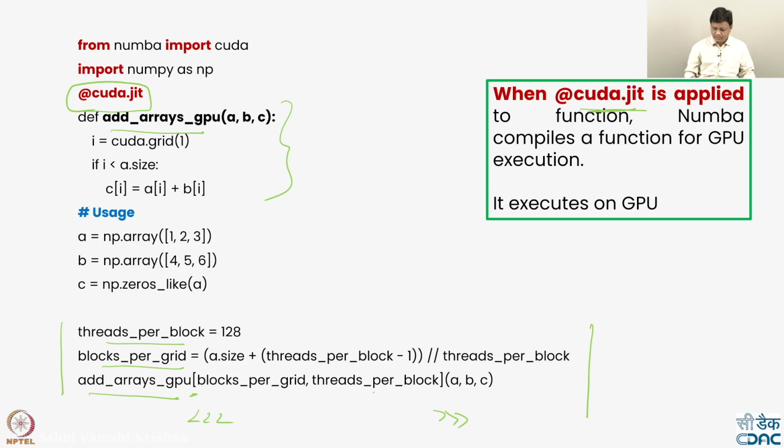Numba uses square brackets, and within these brackets it also passes these parameters in the same order, blocks per grid and threads per block. After that, we apply the inputs, the arguments that are to be passed to this function. So, the structure of the program is almost the same as in C; only a few changes have to be applied in Python, by using the JIT or CUDA.JIT decorator.